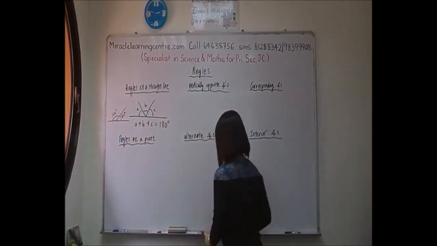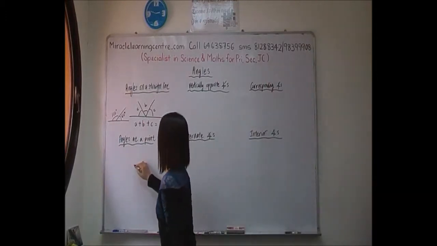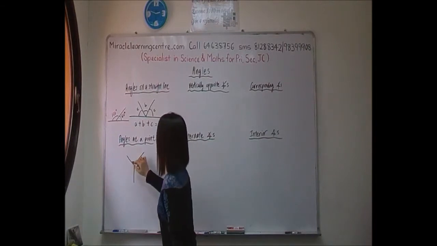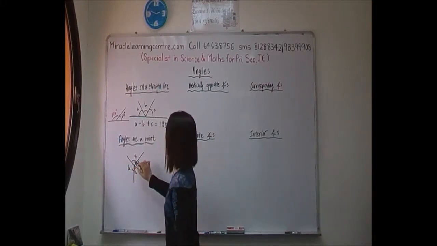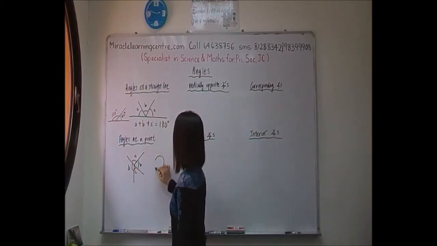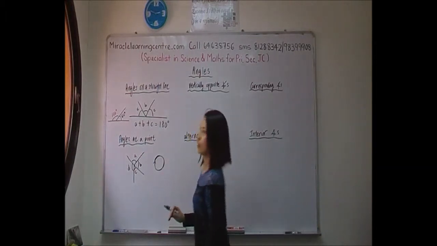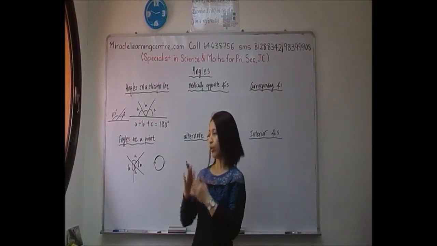Now let's go on to the next one. Angles at a point. At this point here, you can have many angles. For example, you can have angle A here, angle B here, angle C here, and angle D here. Angles at a point move about in one whole circle. That is like turning 360 degrees all round.